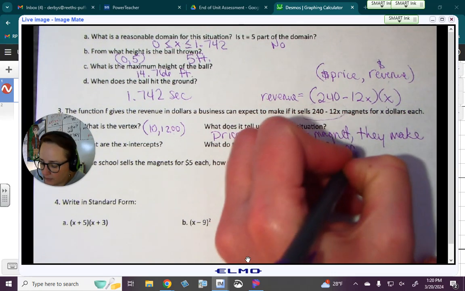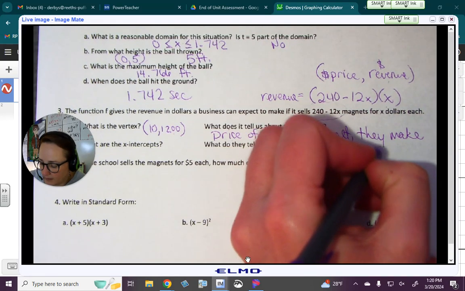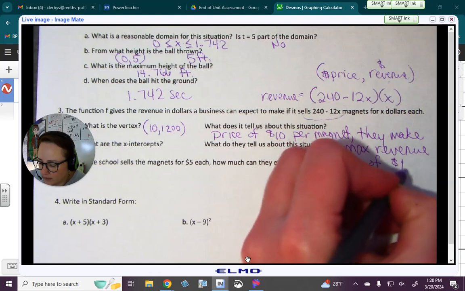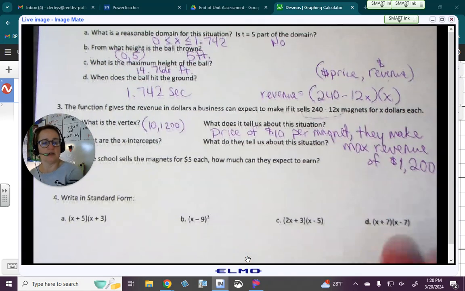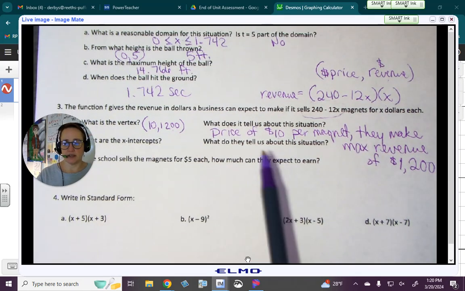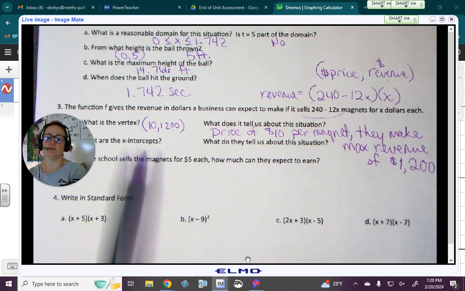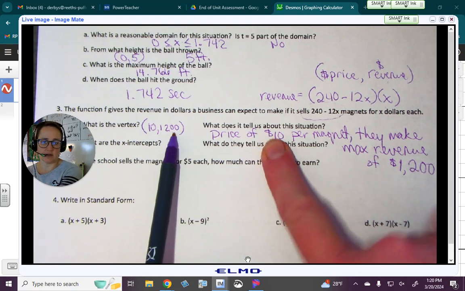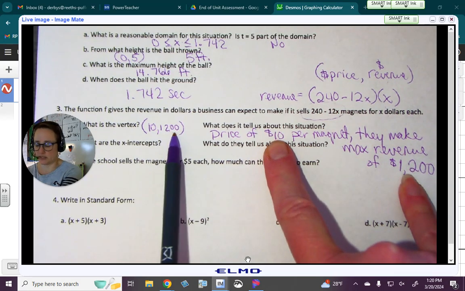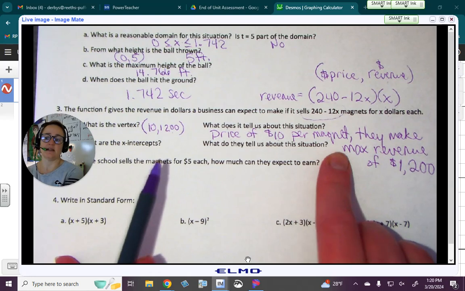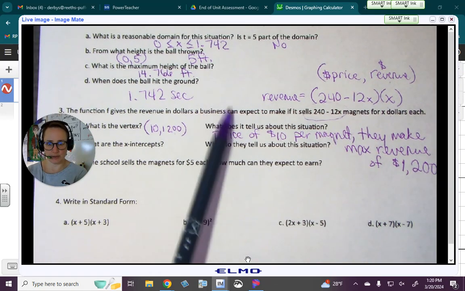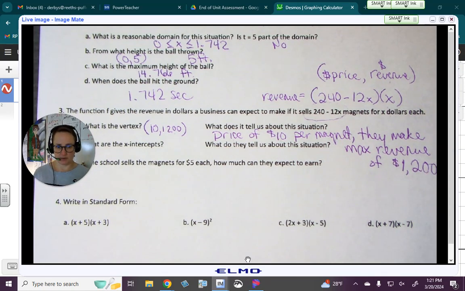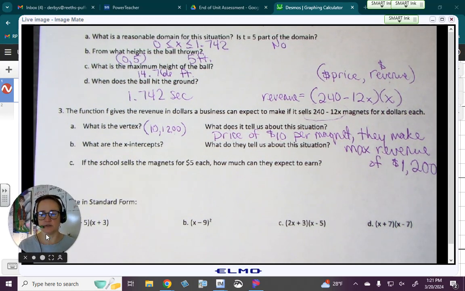I'm going to just use that word maximum money of $1,200. So remember when you're doing interpretation like this, what does it tell us? We want to use the input and the output. We want to use the actual dollar amounts or whatever they are representing, and we're writing a sentence that interprets input and output. So the price of $10 per magnet will give them a maximum revenue of $1,200.